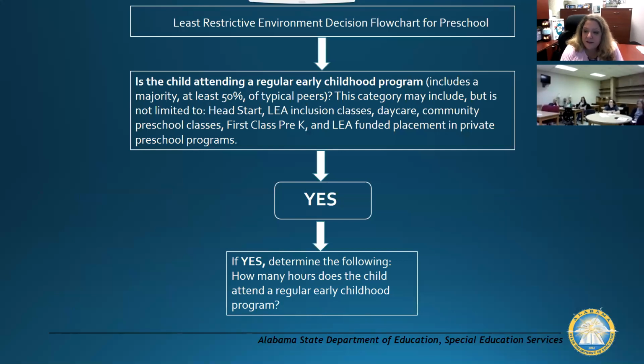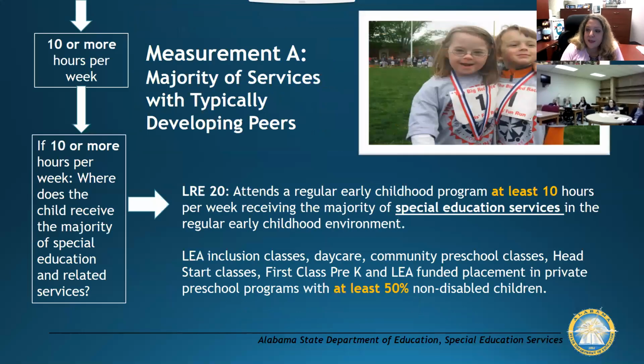So then we go the arrow down. The next thing says, how many hours does she attend the early childhood program? Isabella does spend 10 or more hours a week because she's going to Head Start in the regular early childhood program. Now consider, where does she receive the majority of her special ed and related services? She is actually receiving her services in the classroom. So her LRE code is 20. On the next little paragraph, you see where it says LEA inclusion classes, daycare, community preschool classes, Head Start classes, first class pre-K, and any LEA funded placement in private programs with at least 50% non-disabled children. So all of those things count as a regular early childhood program.